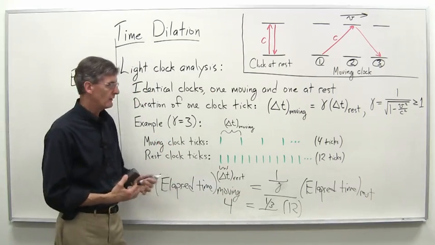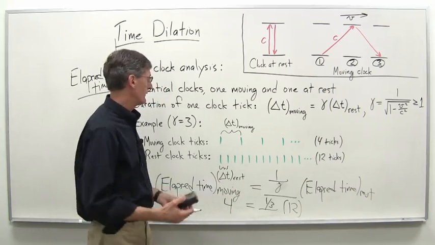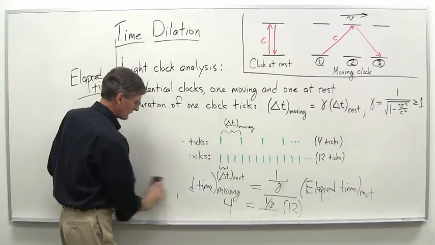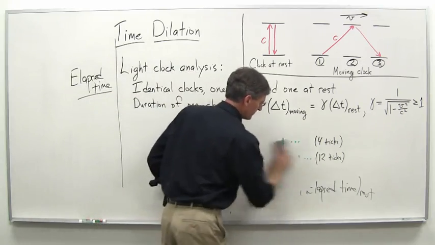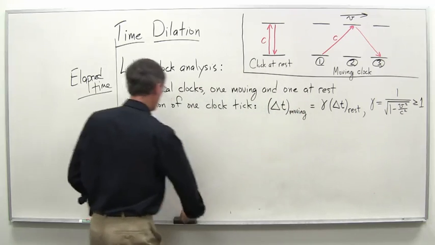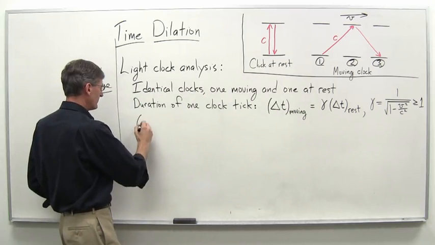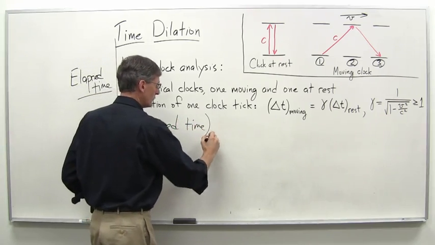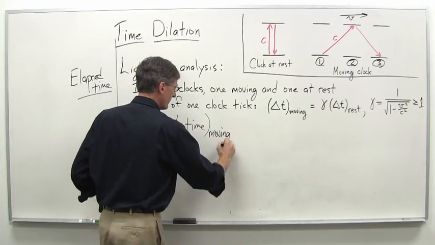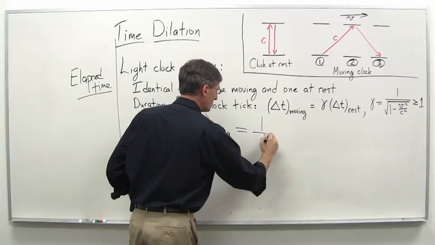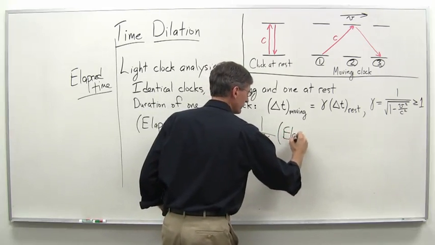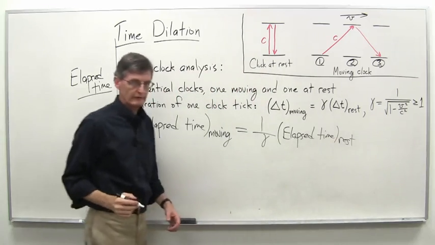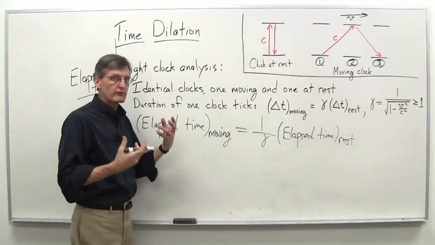And so we can use it in various situations, analyses, and so on and so forth. Okay, so this was our example. Let's erase our example here and say, so we know that the elapsed time on the moving clock equals 1 over gamma times the elapsed time on the clock at rest. Okay? Again, this is from Bob's perspective.